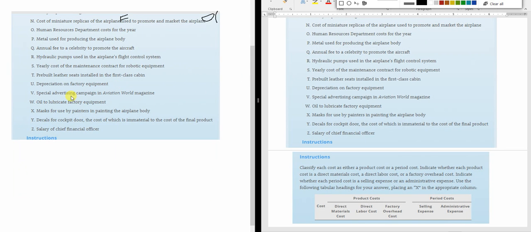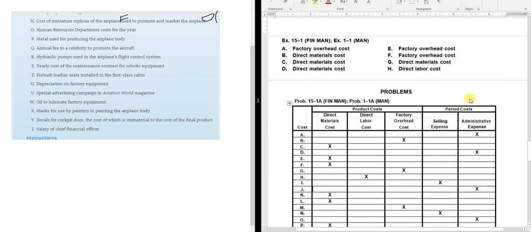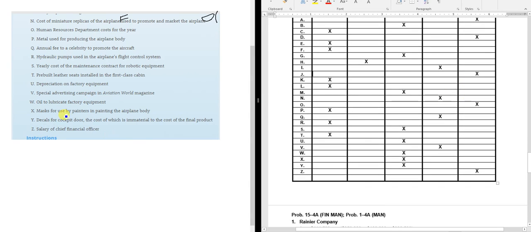Okay, and so let's see where we are here. Annual fee to a celebrity to promote, we said, is a selling cost. Hydraulic pumps used in the airplane flight control system, that is actually in the airplane, so it's direct materials. Yearly cost of maintenance contract for robotic equipment, that is in the factory, but it's not part of the product, so it's factory overhead.